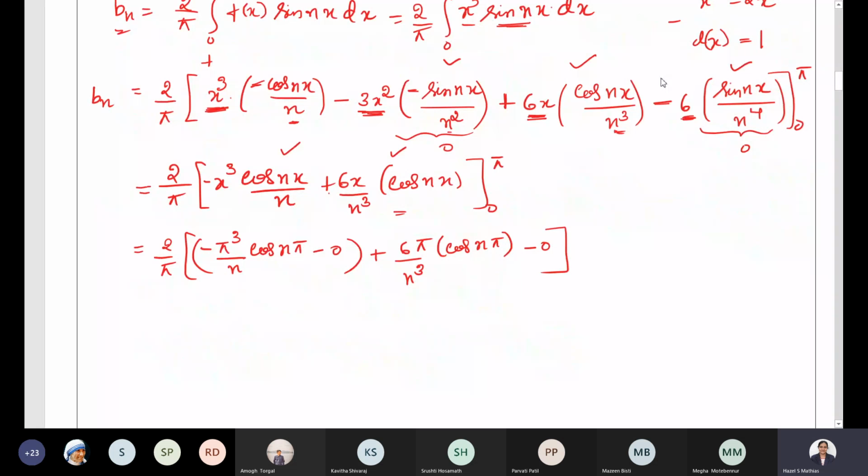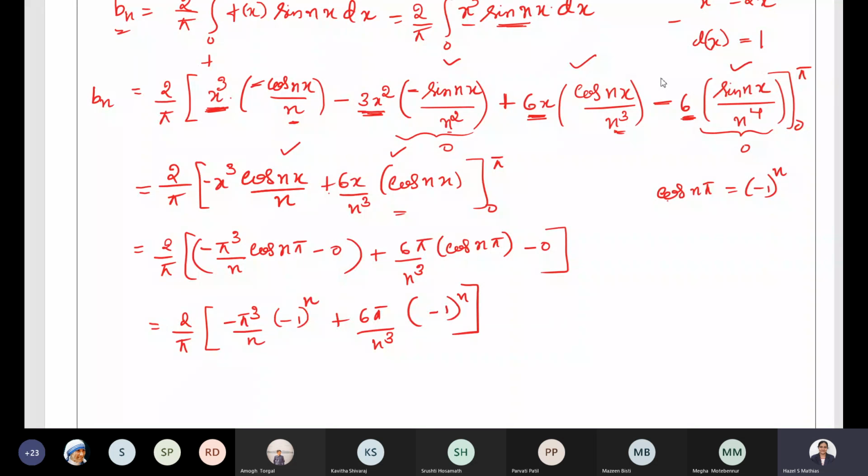Now let us continue. What do we get over here? 2 by pi. Any common term we have over here? Minus pi cube by n cos n pi. What is the representation of cos n pi? Minus 1 power n. So cos n pi can be written as minus 1 power n. Next we have 6 pi by n cube. What is cos n pi? Minus 1 power n. Is it okay? Anybody has any doubt till here?